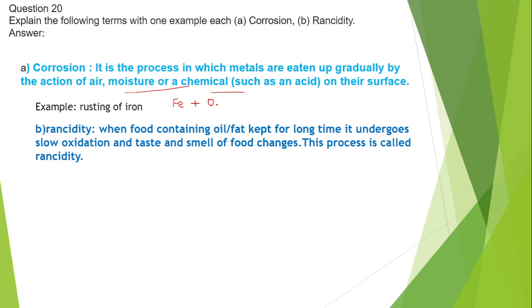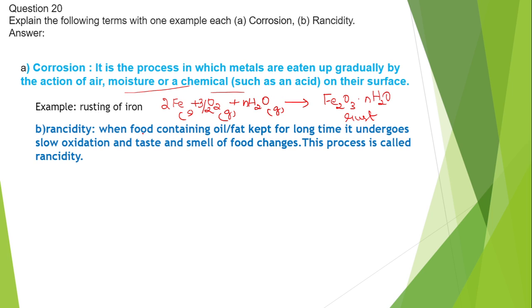So what happens to the iron? It will combine with oxygen and moisture present in the air to form the hydrated form of ferric oxide, Fe2O3 dot nH2O. Here we will write n, and this is 3/2 O2 and 2 Fe. So this is called rust, the hydrated form of ferric oxide.